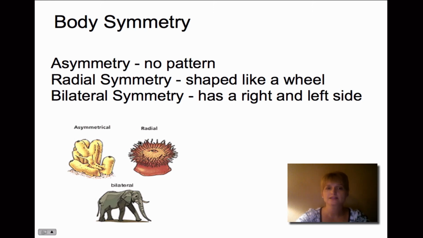And we have some body plans that we look at with animals, and an animal can be asymmetrical, which means there's no pattern to it. We see this a lot with sponges, where there's no particular pattern to their body symmetry. Then we have radial symmetry, and this is going to be something that is round or shaped like a wheel. And we'll see this with anemones, and if you think about a starfish, it has a radial symmetry because it's round. And then we have bilateral symmetry, and most of the animals that we would think of have bilateral symmetry, and that means that we can tell the right side from the left side.